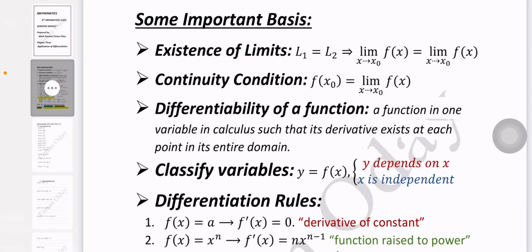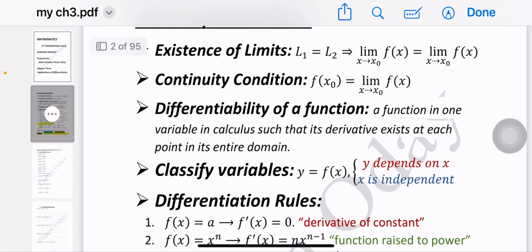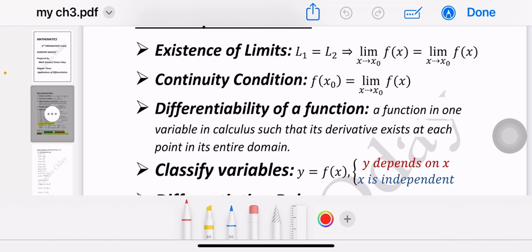Firstly, we want to start with some important bases, talking about how to use derivatives and how to make some applications on differentiation. So, first we need to remember the existence of a limit, which is the first part in the lesson, and when the limit exists.